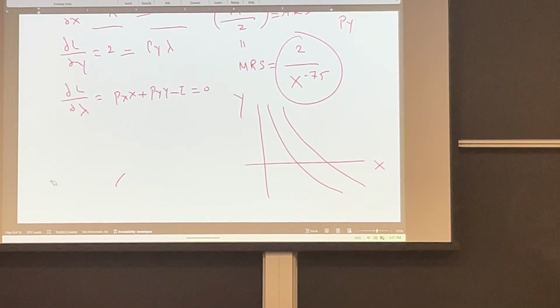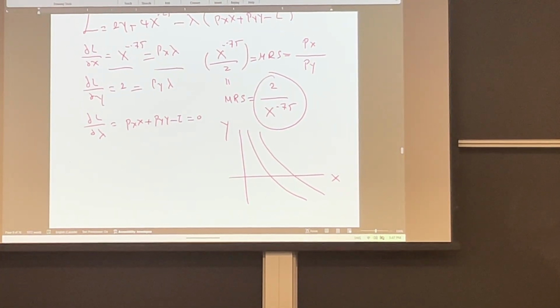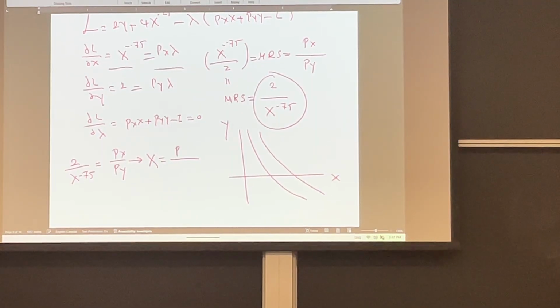That will come into play later when we actually find the corner solution. So let's solve it. I'm going to solve for MRS equal to relative price. I'm going to take this one, put it equal to relative price and solve for x. What do you get? You will get this one. That's what you get, right? Now this is what you want to buy. Let's call that x star. This is what you want to buy.